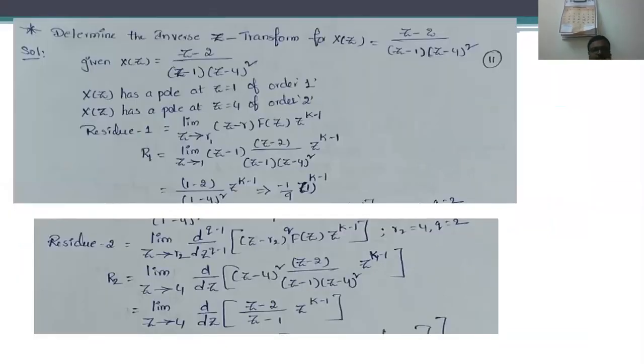So this is the statement of the problem. Determine the inverse Z transform for the function X of z equal to z minus 2 divided by (z minus 1) into (z minus 4) whole square. This is the function given, and we have to convert this X of z into x of n. That means we have to apply the inverse Z transformation method for this one.